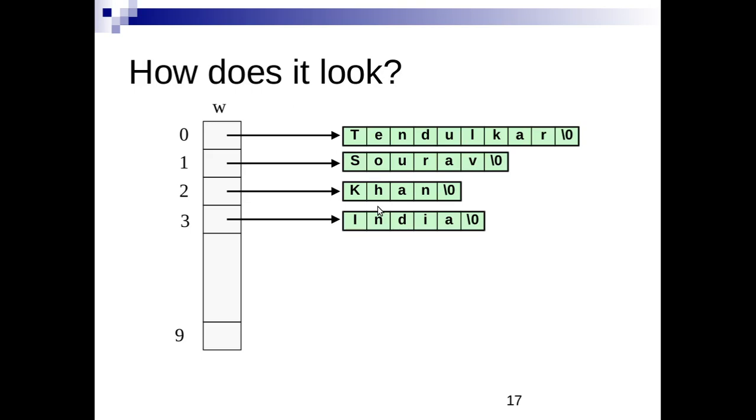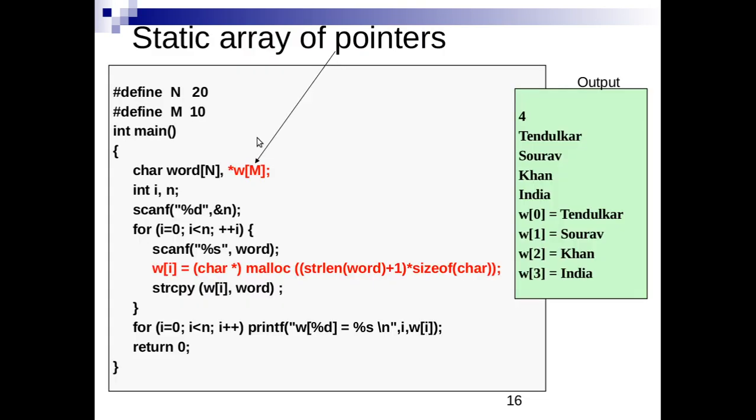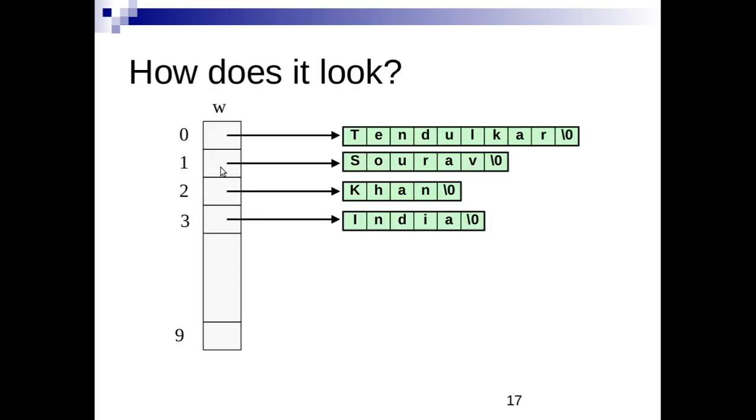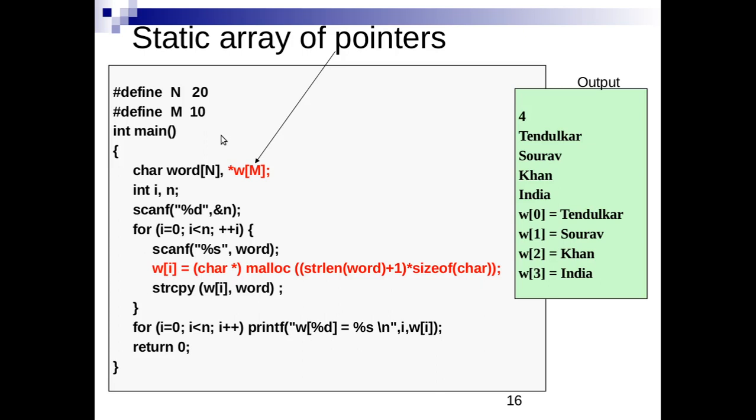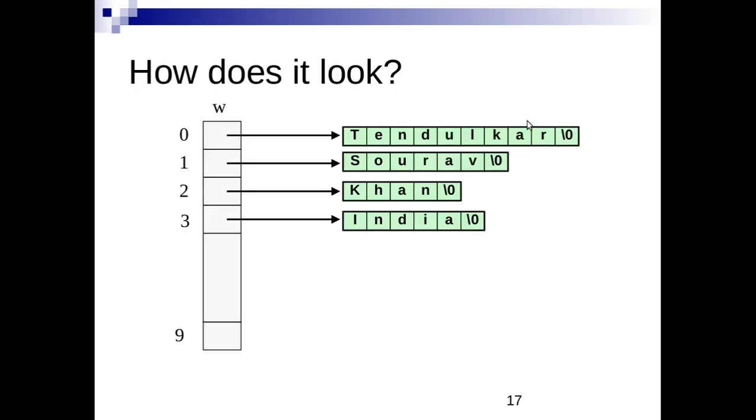What does it look like pictorially? W is an array of size 10, fixed, irrespective of how many strings you enter later. In other words, irrespective of the value of this small n here. W is an array of character pointers of size 10. Now, in this example, small n is 4. So you will enter 4 strings.